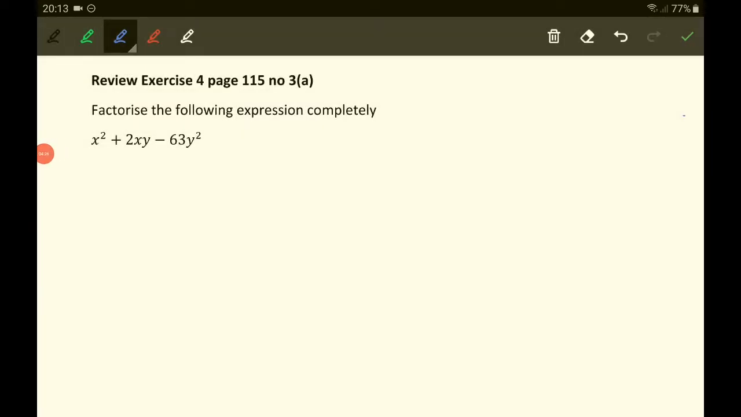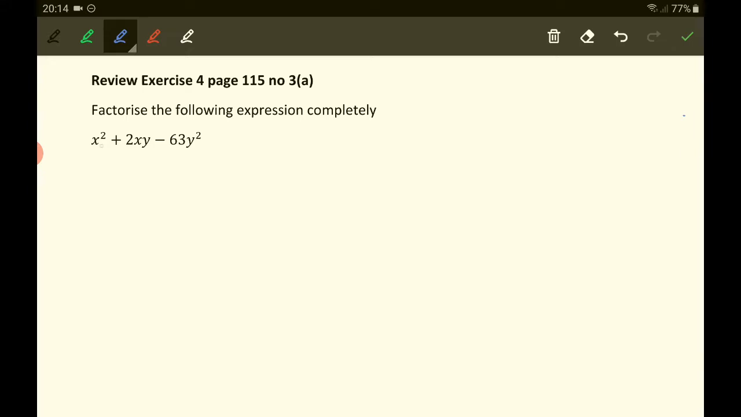Now for the second question, it's Review Exercise 4, page 115, number 3a. We are going to factorize the expression. To factorize this expression, I hope you still remember the cross method. Maybe you forget, no problem. I want to remind you again.